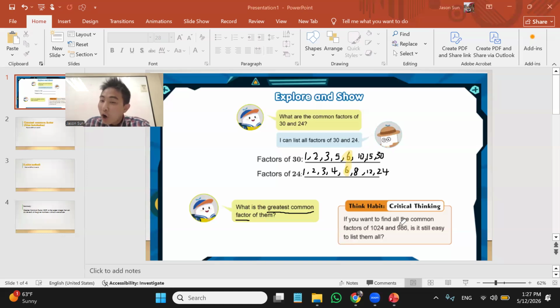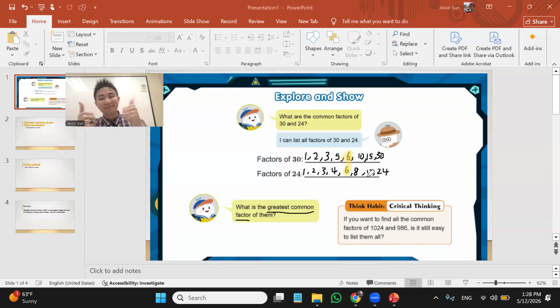If you want to find all the common factors of, let's say, 1024 and 986, is it still easy to list them all? I see people put thumbs down. Yeah, of course not, because larger numbers will take you a lot of time to list all of the factors, okay? So in this class, I'm going to teach you two methods that you can use to find the greatest common factor without listing all the numbers one by one, okay?